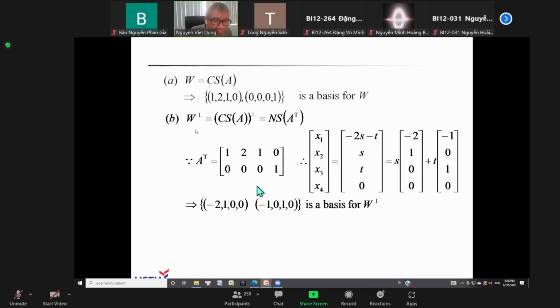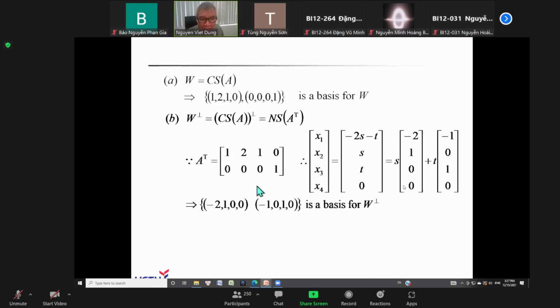Next, you need to find the orthogonal complement of that. We know from the previous analysis that the orthogonal complement of the column space is the left null space of A. In order to find the left null space of A, first we take the transpose of A, and with that we can find the solution set.